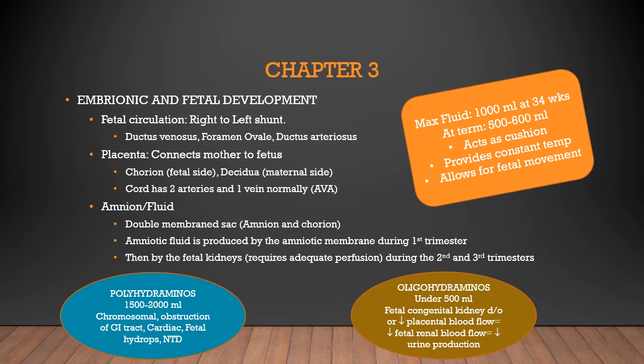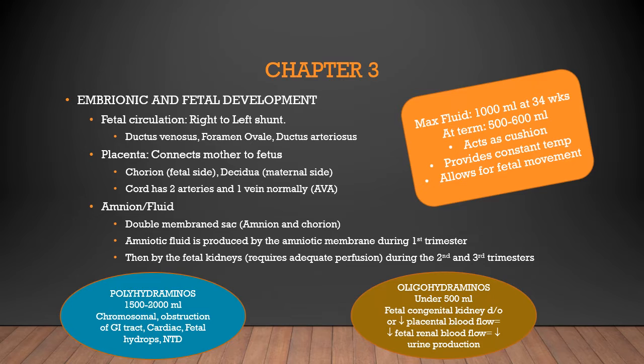The placenta connects the mother to the fetus and provides everything that the fetus needs. There's a chorion, the fetal side, and a decidua, which is the maternal side. So when we talk about obtaining samples from the placenta, we talk about obtaining chorion samples because that's the fetal side. A normal, well-developed umbilical cord has 2 arteries and 1 vein, and we affectionately refer to umbilical cords as AVA.